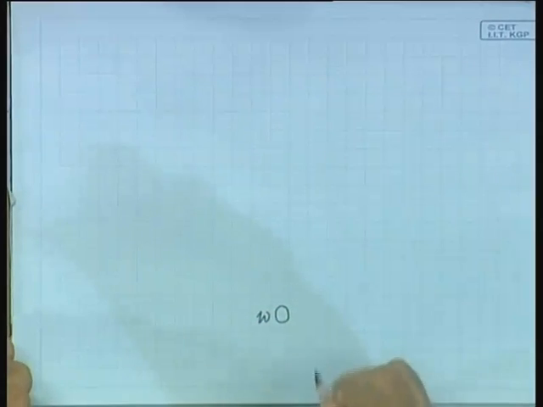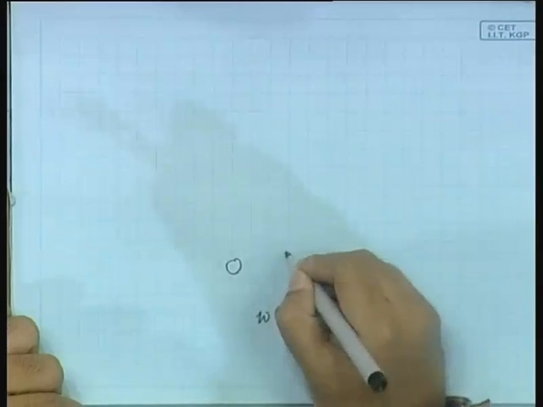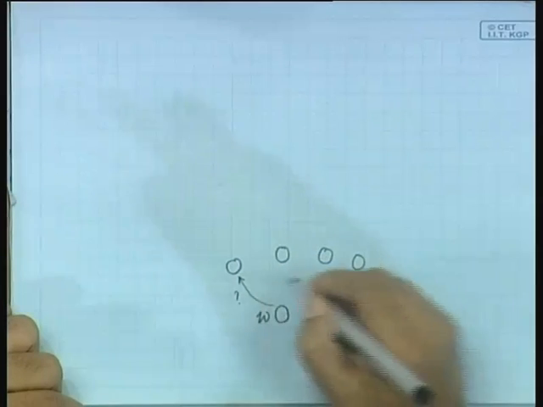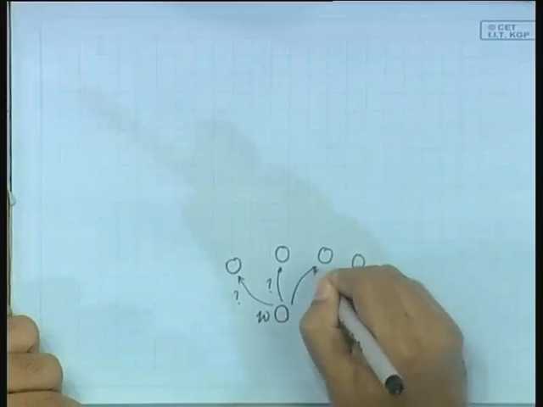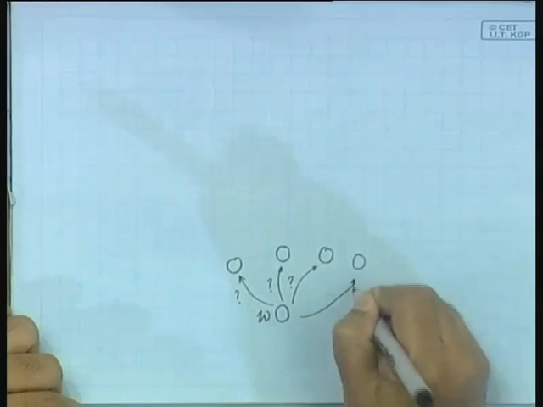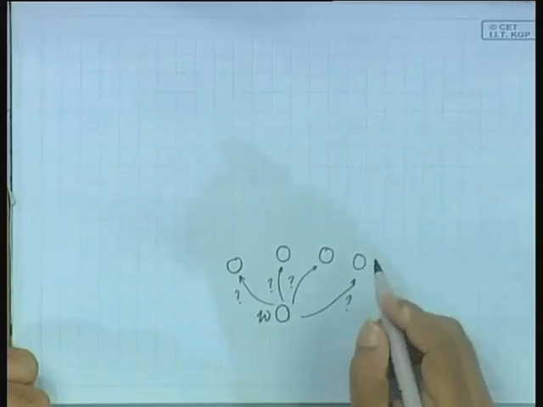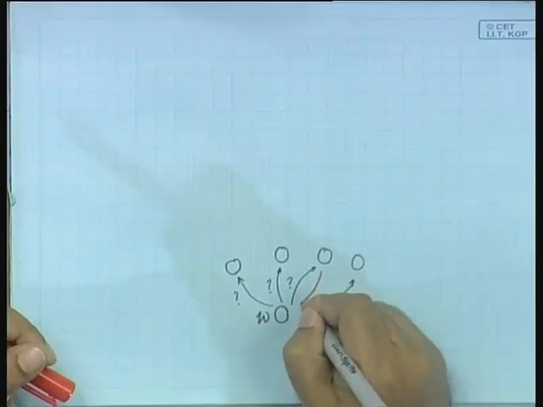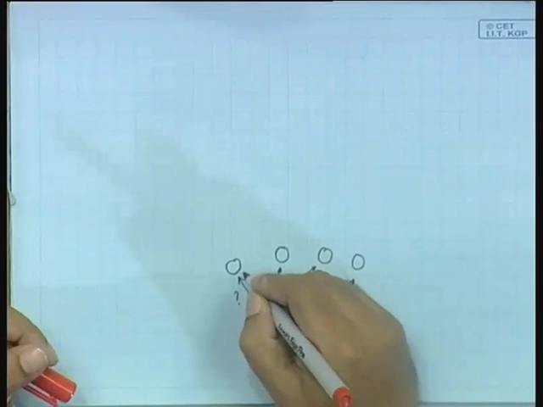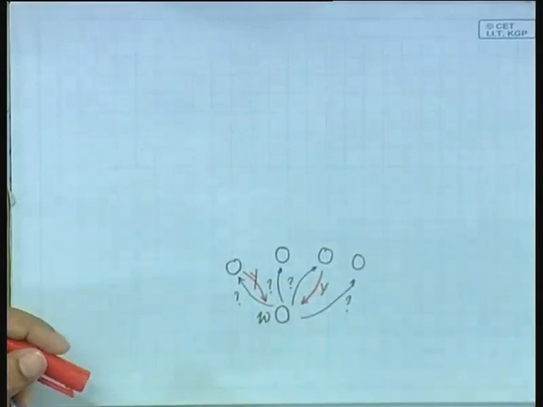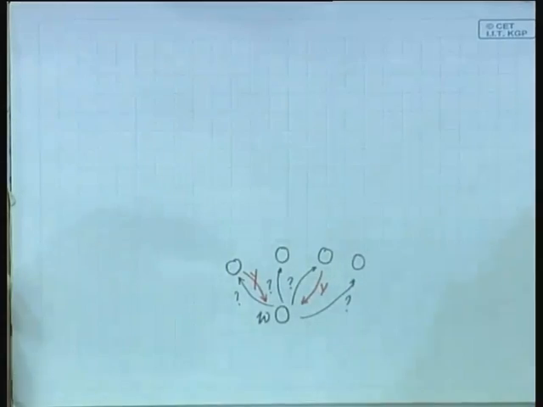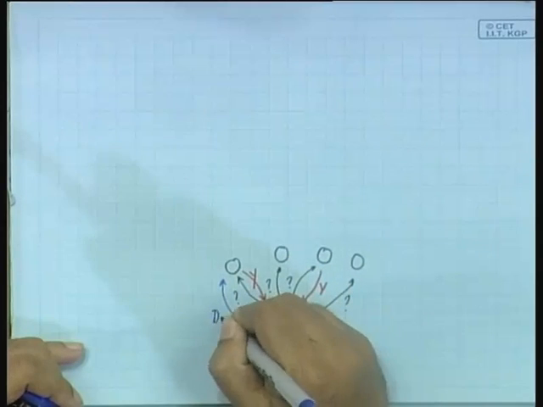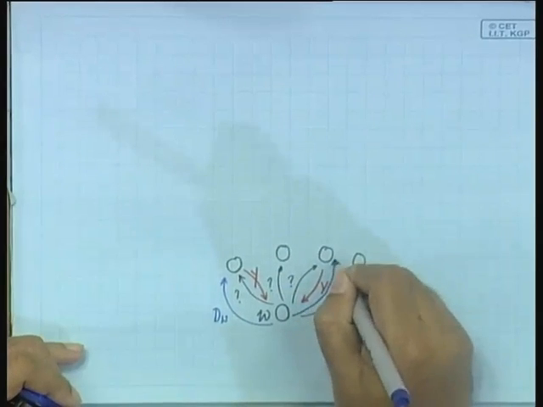W asks all its neighbors, are you my parent? Are you my parent? Are you my parent? And then out of these, let us say that two of them say yes, I am your parent. Then DW is sent to only these. DW is sent to this, DW is sent to this.